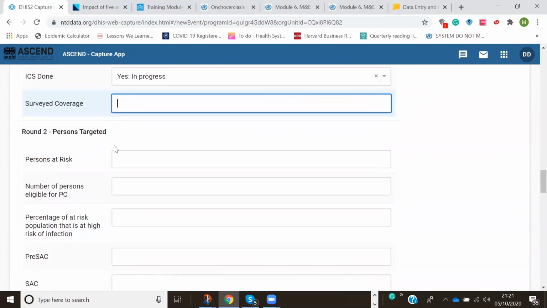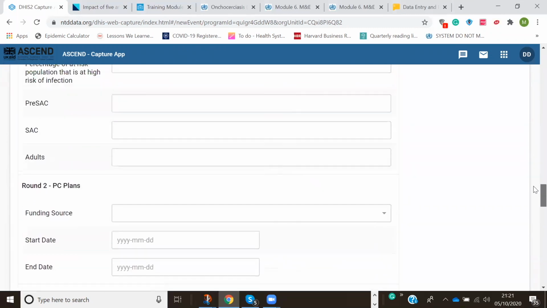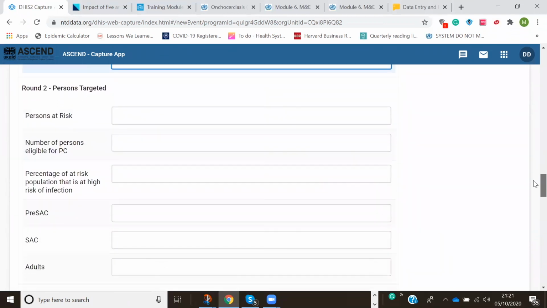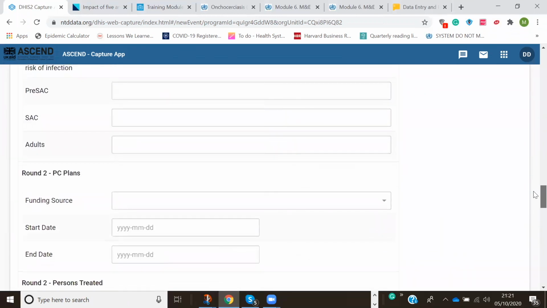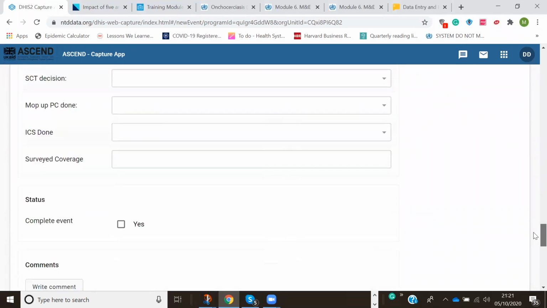The other bit, let's say in a scenario whereby you're doing 2 annual rounds in a year, then we'll also expect you to continue filling in the same information down here in the next round. And the same information follows through what I've shown you above.